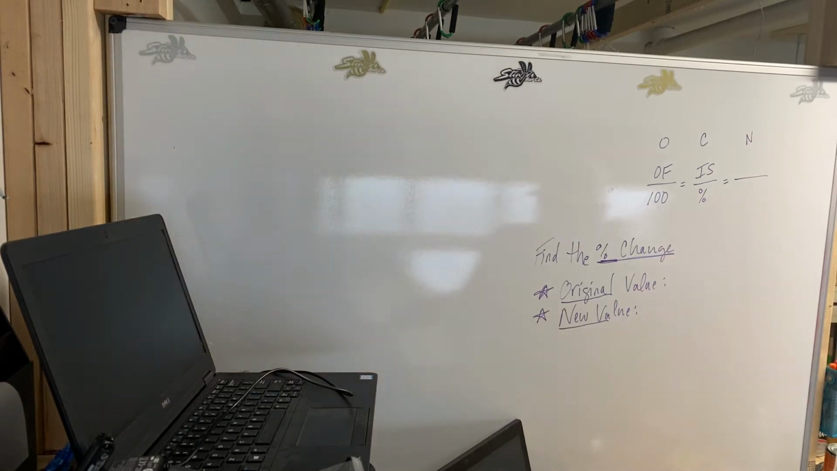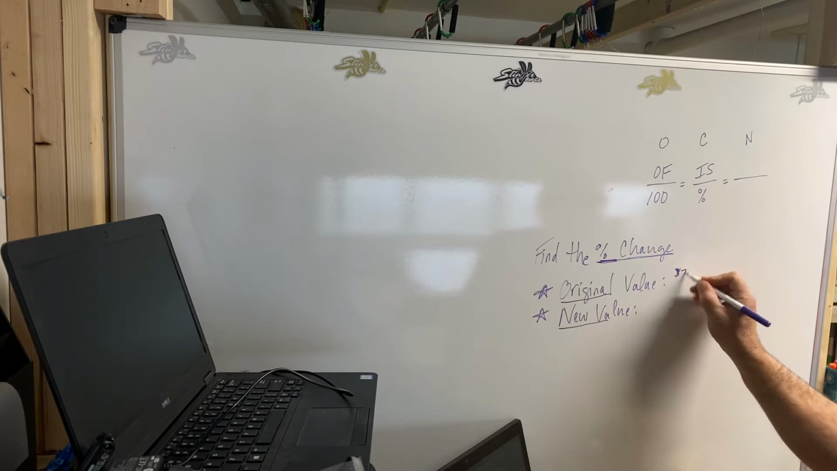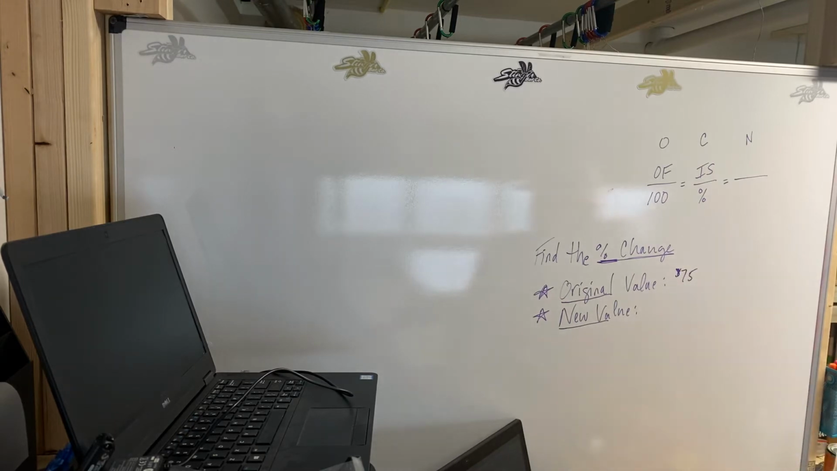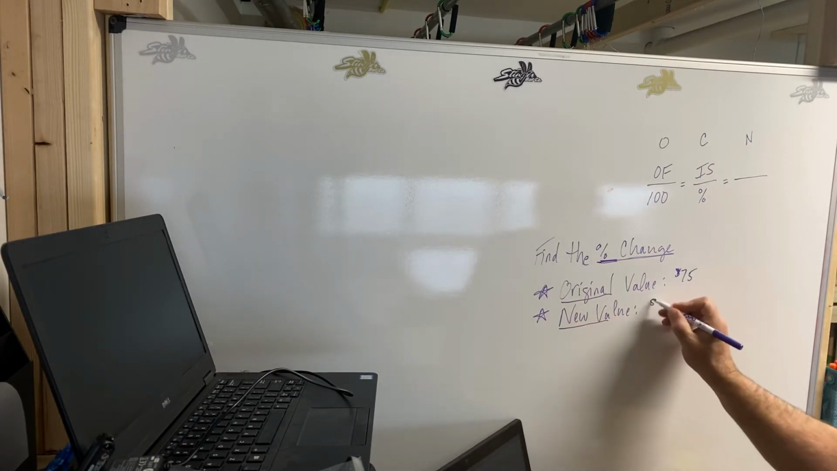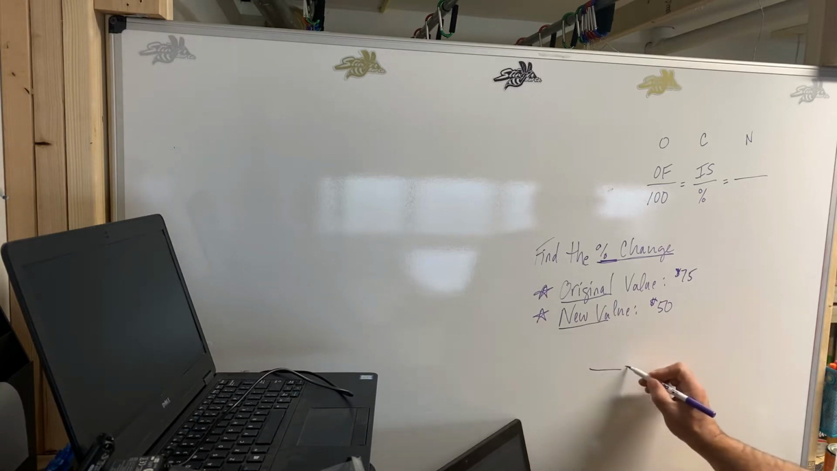Okay, let's move on to the next example. We have an original, same type of question happening. We have an original value, this time it's $75. And we have a new value, this time it's $50. Okay? So, what we have to do is take a look at this in our three-line method.